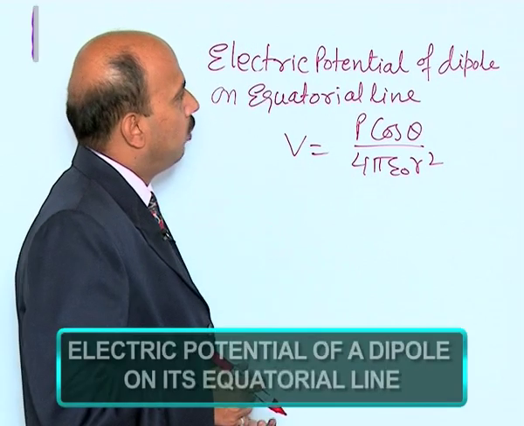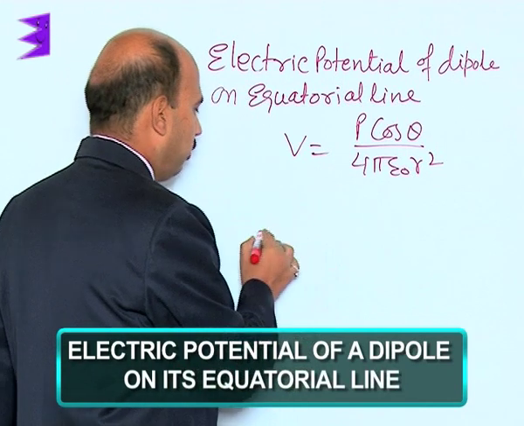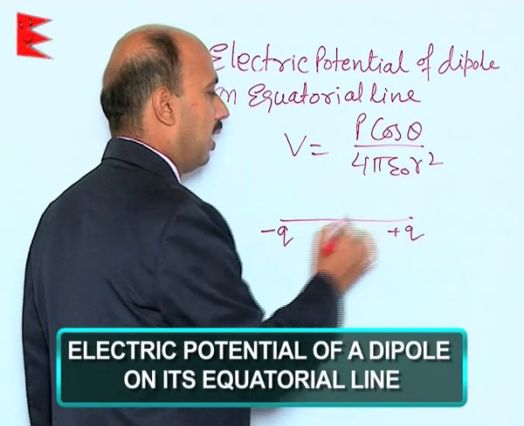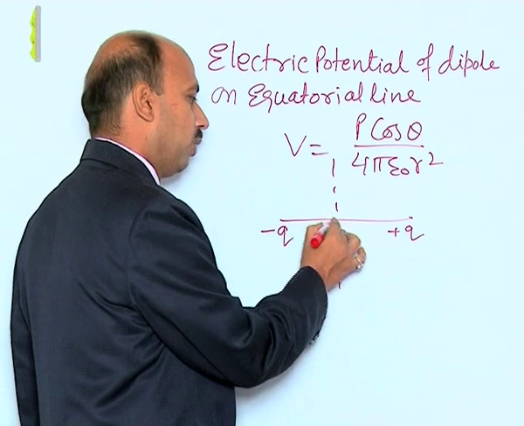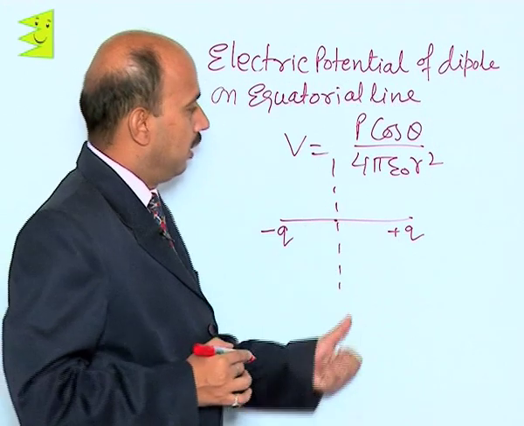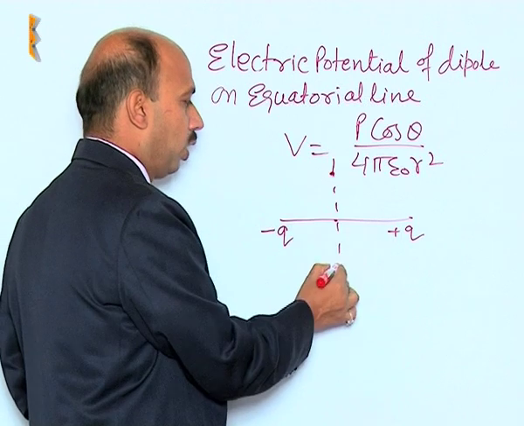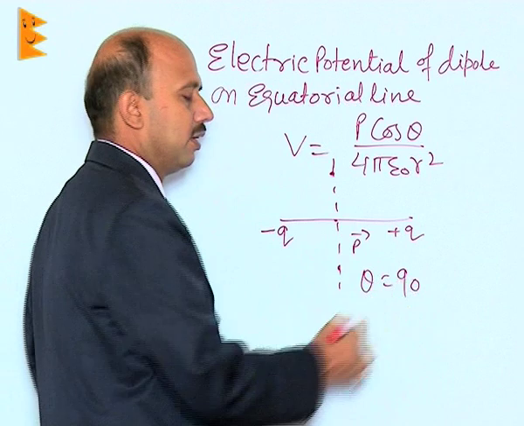Now we can get the electric potential of a dipole on the equatorial line. Suppose this is minus q and this is plus q, this is the axis of the dipole, and the perpendicular bisector of this dipole axis is known as the equatorial line. If you take any point here or here, where P is in this direction, then you will take theta equal to 90 degree.